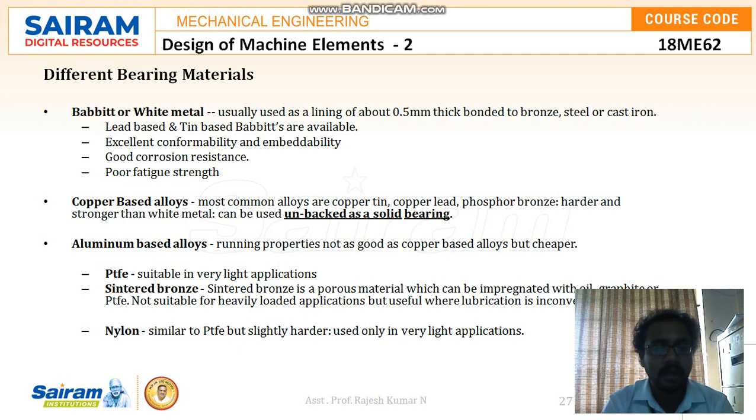And next is copper based alloys. The most common alloys are copper tin, copper lead, and phosphor bronze. They are harder and stronger than white metals, and can be used unbacked as a solid bearing. And for aluminum based alloys, the running properties are not as good as copper based alloys, but they are much cheaper.